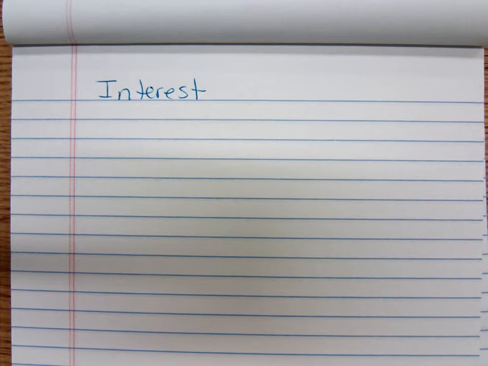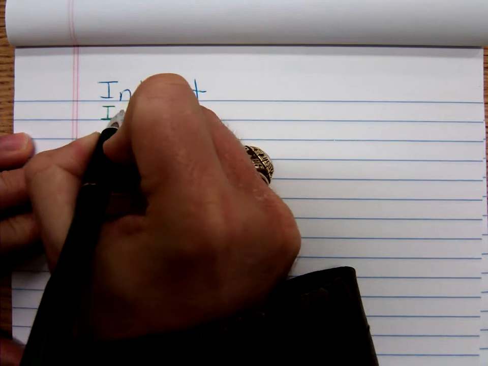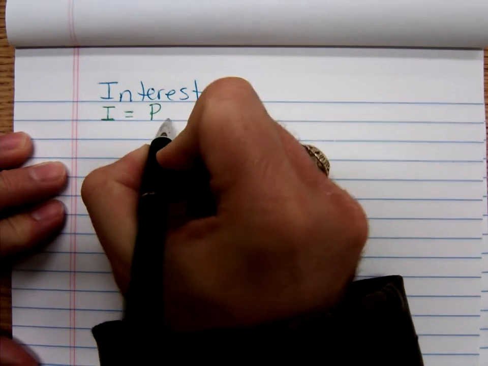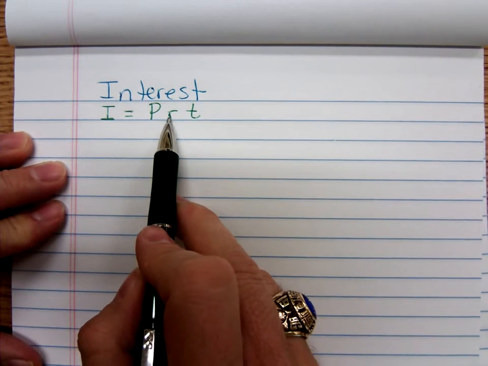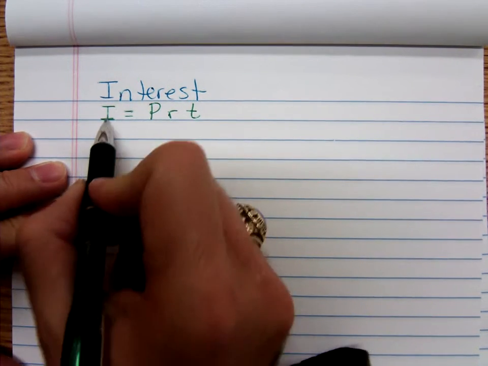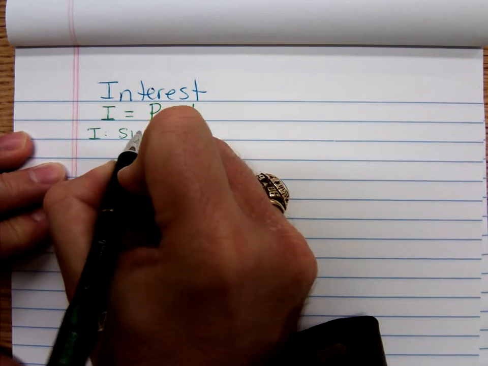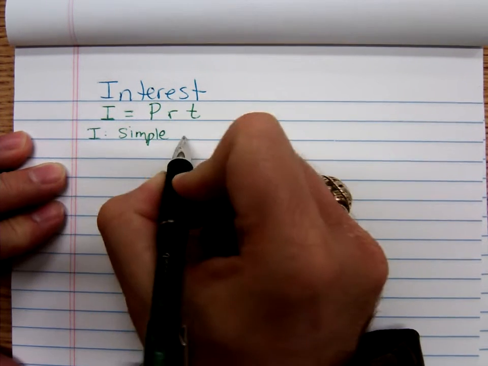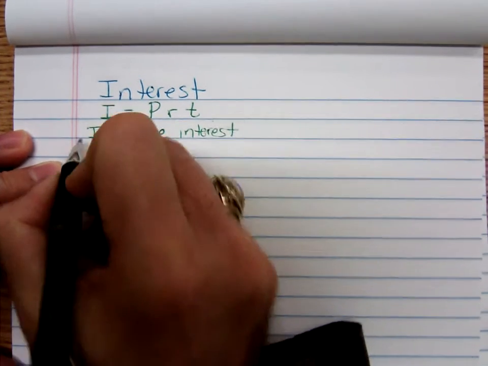today we're going to start our discussion over interest, and we're going to look at something called the simple interest formula, which is I equals P R T. That's P times R times T. This capital I is the amount of what's called simple interest. This is the most basic interest formula.